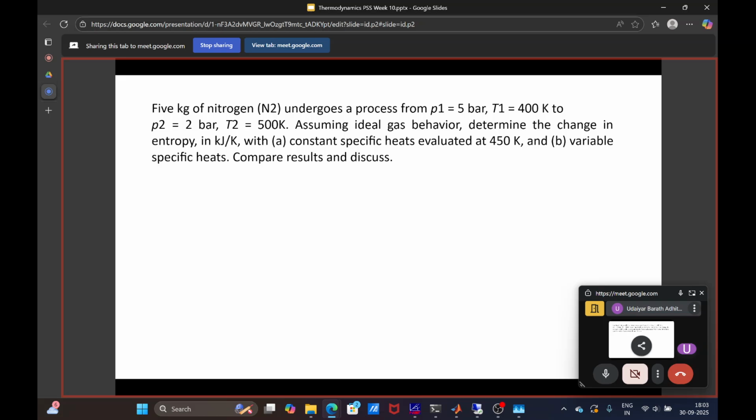We need to assume ideal gas behavior. We need to determine the change in entropy in kilojoule per Kelvin, first assuming a constant specific heat, for which you can use the value at a mean average temperature of 450 Kelvin, and then in the second case with a specific heat that varies with temperature, a kind of ideal real behavior where the gas's specific heat varies. So let's see how to solve this.